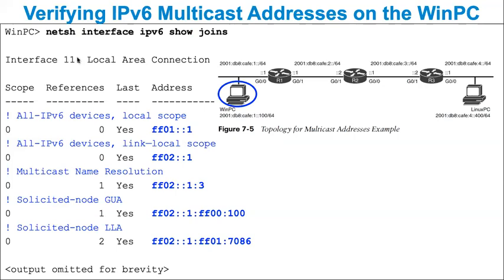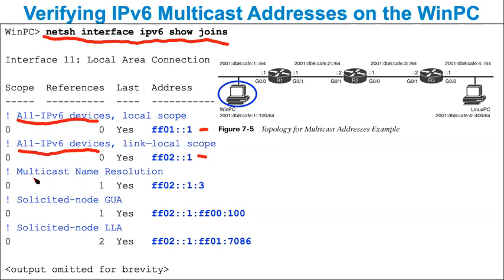Okay. On your Windows machine, if you want to see what multicast groups it belongs to, use the netsh interface ipv6 show joins command. Now I put in these comments here to make it easier to see. But again, look at this. It does belong to the all IPv6 devices group, just like the router. This is actually with local scope, so this is for its interface. This isn't used a whole lot, but here's the one with link local scope.